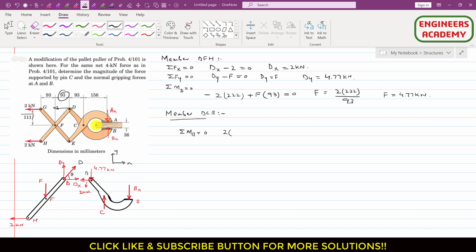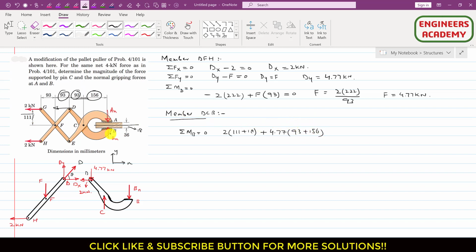So this is that 2 kilonewton force, so the perpendicular distance of this 2 kilonewton force from that point B is this 111 plus half of this distance, right? So the half of this distance is 18. So I will multiply this 2 with 111 plus 18, right? So 111 plus 18 is the moment arm of this dx component, this 2 kilonewton force, right? Similarly, this 4.77 kilonewton, this dy is producing the counterclockwise moment about that point B. So I will write plus 4.77, and the perpendicular distance of this 4.77 kilonewton force from that point B is the summation of 93 and 156, right?